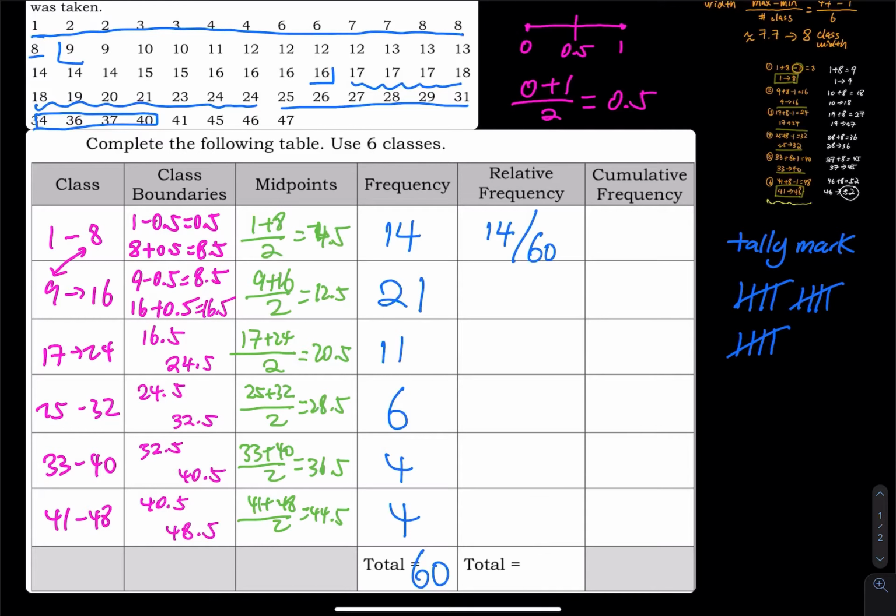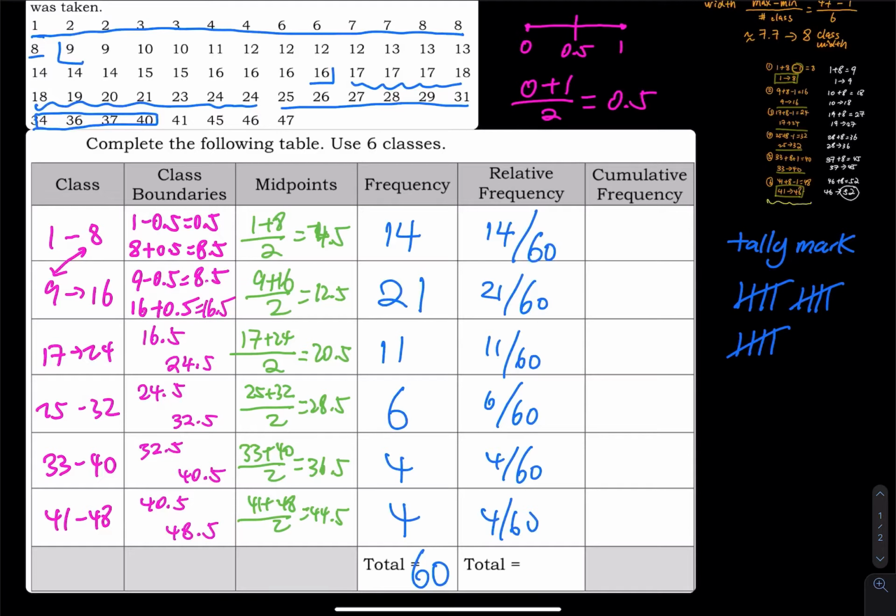Do you need to put this in decimal? No. Just leave it like that. Do not simplify. Do not reduce the fraction. No decimal. Just do it like this. But if the book wants you to put this in decimal, then you have to follow direction. In my personal perspective, I prefer to just leave it like this because this exercise is not about reducing fractions. 21 over 60, 11 over 60, 6 over 60, 4 over 60, and 4 over 60.